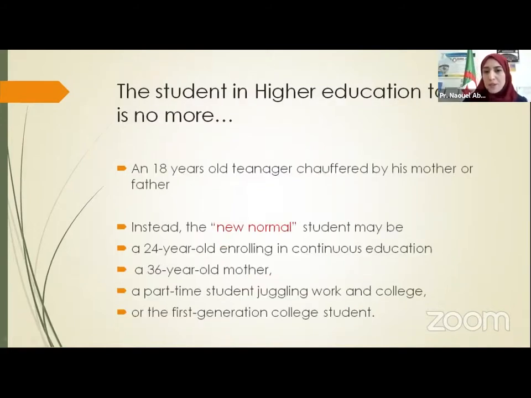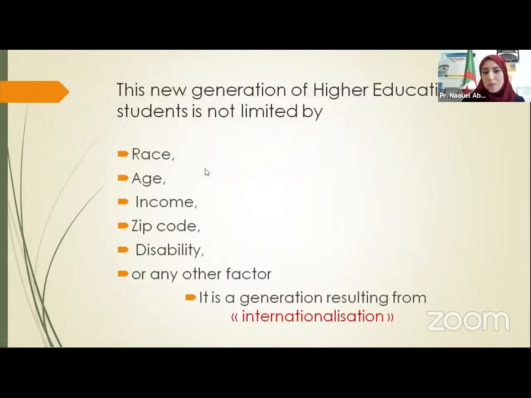The student in higher education is no more an 18-year-old teenager chauffeured by his mother or father to school. Things have evolved and shifted. Instead, the new normal student that we see now in our universities may be a 24-year-old enrolling in continuous education, a 36-year-old mother, a part-time student juggling work and college, doing many things at the same time, or the first-generation college student. The new generation of our students today in higher education is not limited by race, age, income, zip code, disability, or any other factor.